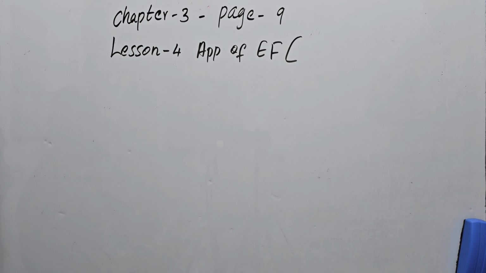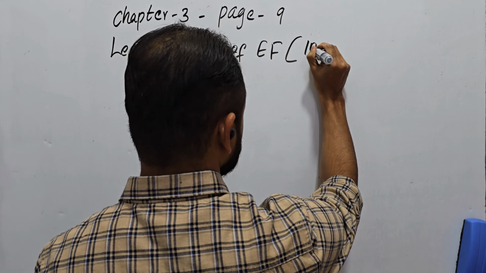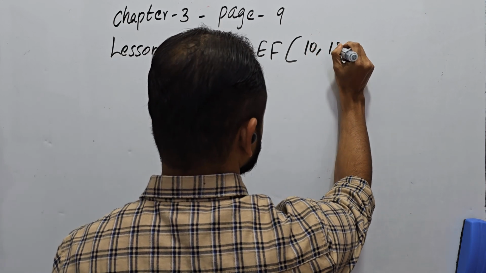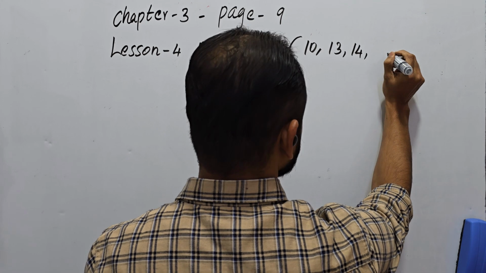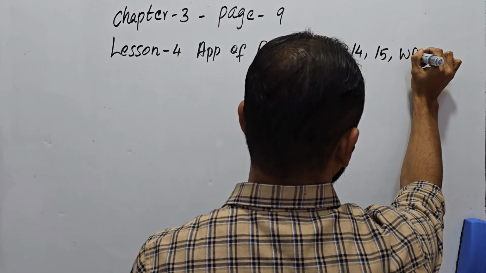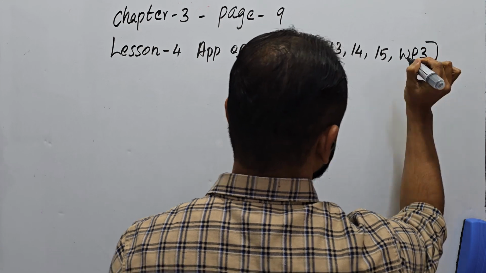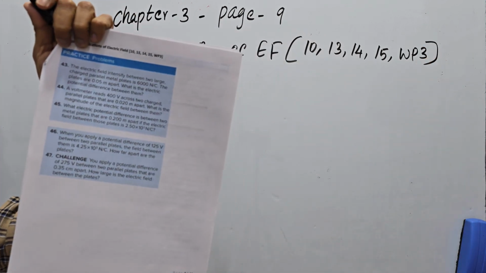So how many EOT questions are there? There are 5 EOT questions from this lesson: question number 10, question number 13, question number 14, question number 15, and the writing part, question number 3. Did you all find this worksheet, students?